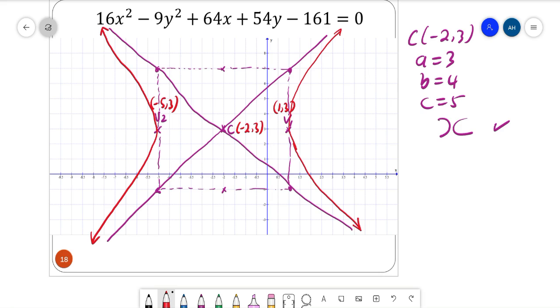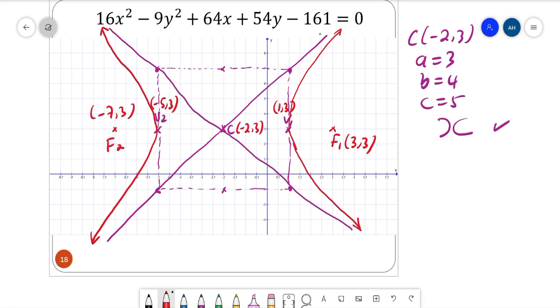The focus is 5 units from the center, so we have to add 2 more units. 1 and 2. This point is my F1, that is 3, 3. Now 2 more units to the left. 1, 2. Over here we have negative 7, 3. This will be F2. Okay, I think I completed the labeling of all the important points. That's how we sketch the graph of this equation.